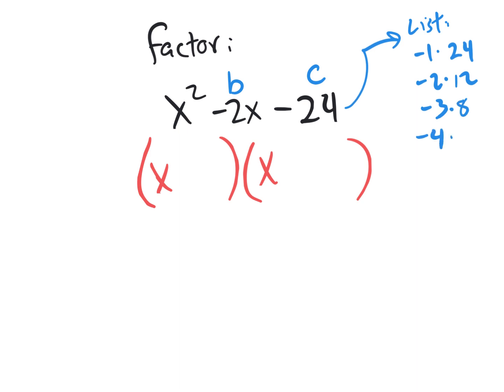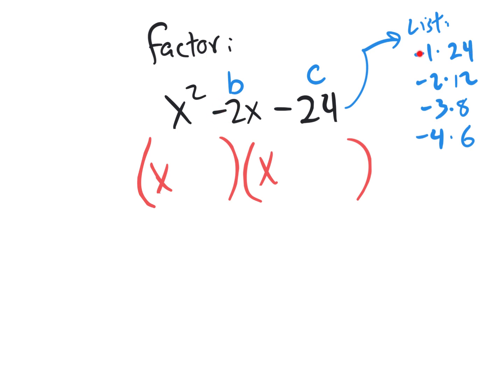Negative 4 times 6. And that's it. 5 doesn't work. Those are all the possible combos of multiplying numbers together to give you that c value, negative 24. So the question is, which of these pairs of numbers, when I combine them, no longer multiply. I made the list from multiplication, but now it's just adding them, combining them.